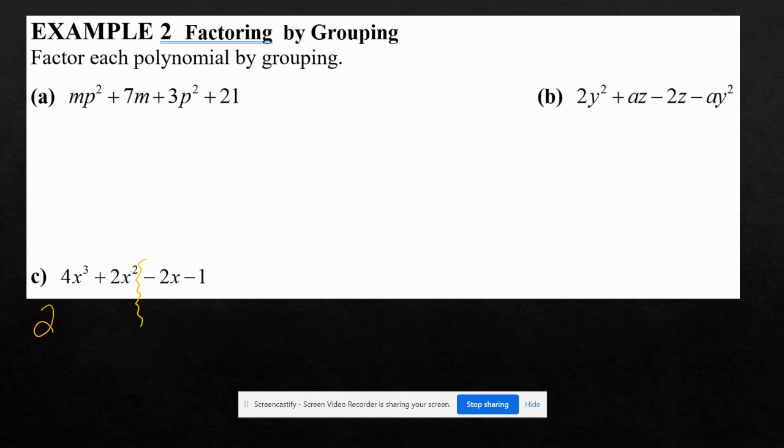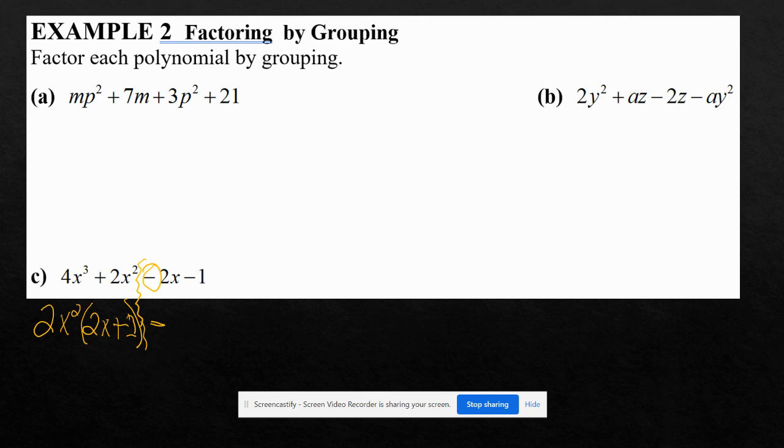We have 3 x's and 2 x's, so I can pull out 2 x's total. 4 divided by 2 is 2. I had 3 x's. I'm taking 2 of them out, so I'm left with an x. Plus, remember, we always have to have both terms there, even though technically 2x squared over 2x squared reduces out. But remember, we're dividing. So 2 divided by 2 is 1.